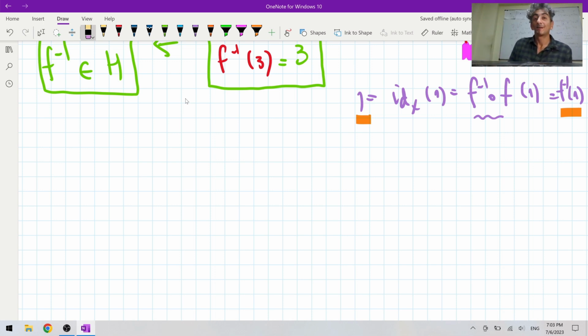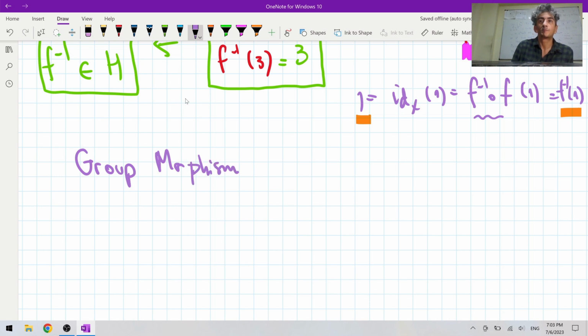Okay, having defined groups and subgroups, we're going to take a look at what sort of functions we are going to allow between groups. And that requires that we talk about group morphisms. So a group morphism is a function between groups that is compatible with the group operations.